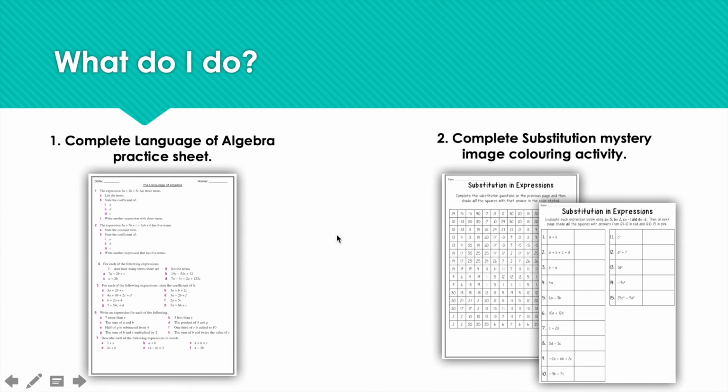So what you're going to do today, you've got a practice sheet about the language of algebra, which you can just work through and then check your solutions. And then you've got to complete the substitution mystery image coloring activity. So you'll need to use the values for each letter on the sheet, pop them into or substitute them into the expression to solve, and then colour the numbers accordingly.